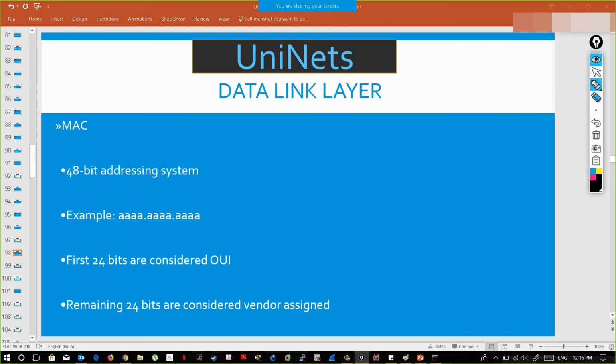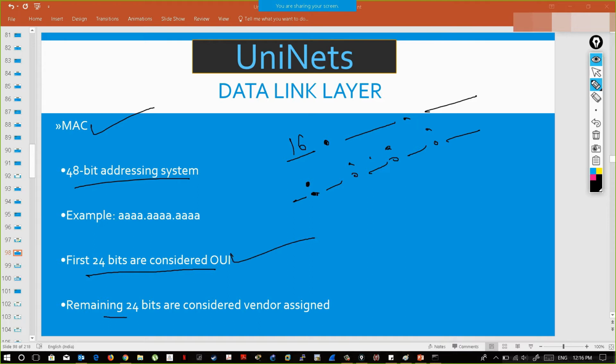So, MAC address, media access control. It is 48 bits. It will be denoted as 48 bits, 16 bits with dotted decimal, 16 bits with dotted decimal and so on; if you consider Microsoft, it will be 2 bits, 2 bits. This will be in hexadecimal, like this, right? The first 24 bits are considered the OUI, and the remaining 24 bits are vendor assigned.